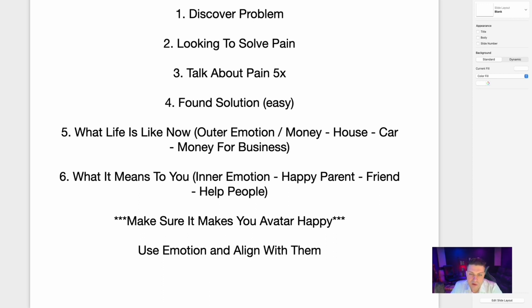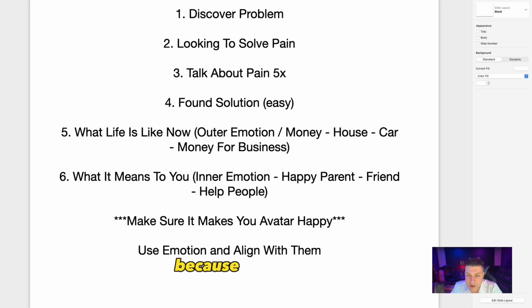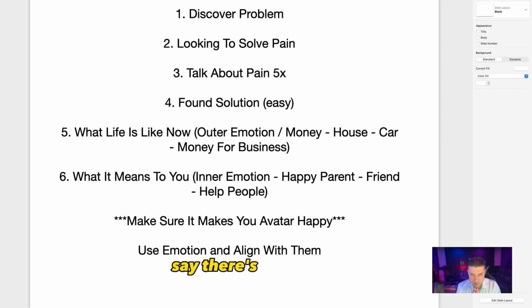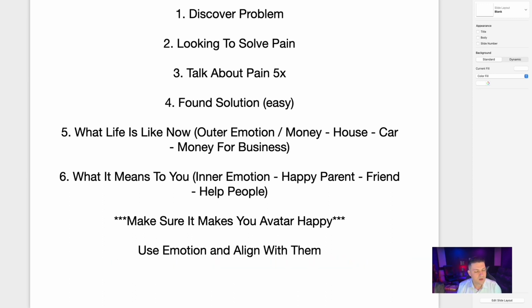Found solution. You want to make sure that when you found the solution, it was easy, because if it's a difficult thing, or you say there's multiple solutions, do not say there's multiple solutions. Say there's one solution, that we found the one thing. Because if you say, well, I've got 3 different ways to solve this, they're going to go, all right, this is not easy. People want easy.